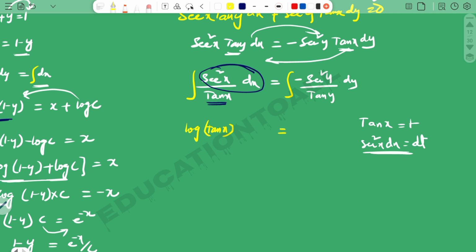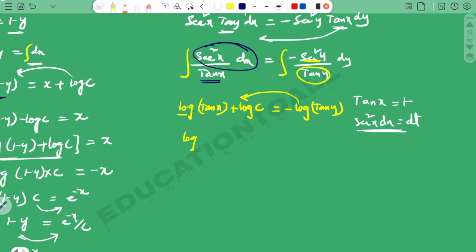and here also the same function. If this is tan y and its differentiation is secant square, but it has a negative, so minus log of tan y. So remember, both contain log, so write the constant also in terms of log, so log c. Then I'll send this to the opposite side, so we'll get log of tan x plus log of tan y, and the log c sending to the opposite side, we'll get minus log c.